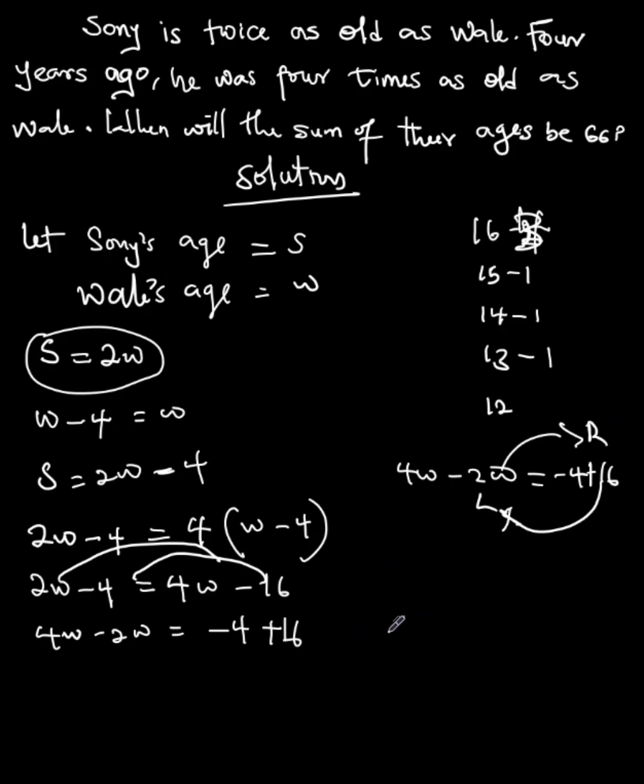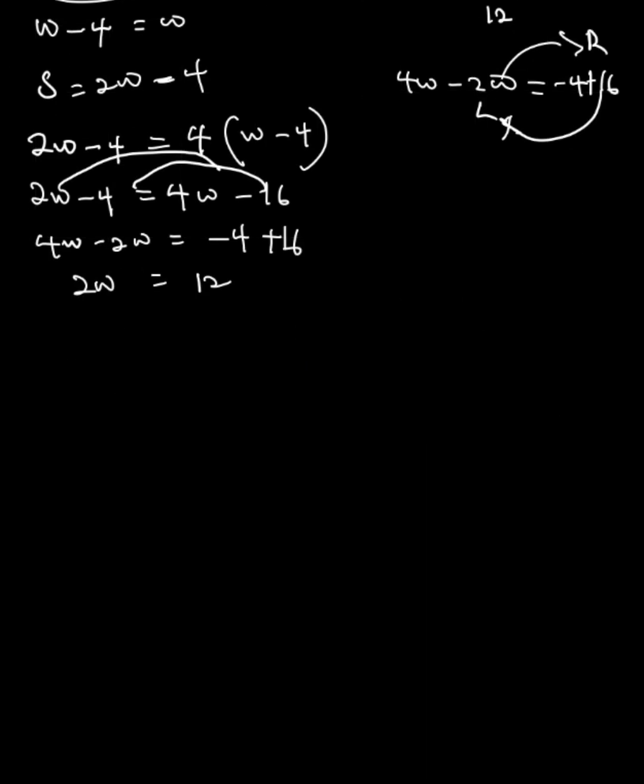We are good. Now, so that 4W minus 2W is 2W equals minus 4 plus 16 will be 12. So we can easily find W, which is Wally's age, right? So to find W, divide both sides by 2, and then W is equal to 6. So Wally is 6 years, and then Sonny will be, which is 2W, and that is 2 times 6, 12, right? But this is not the question.